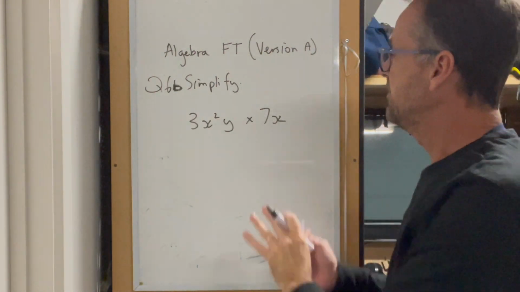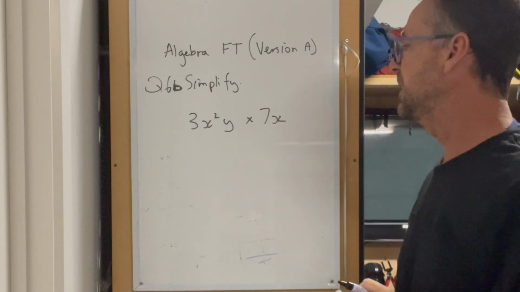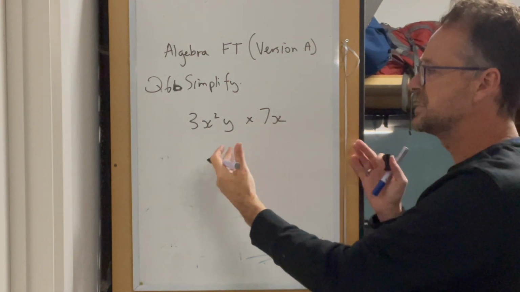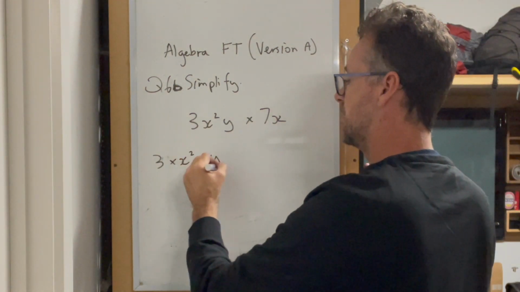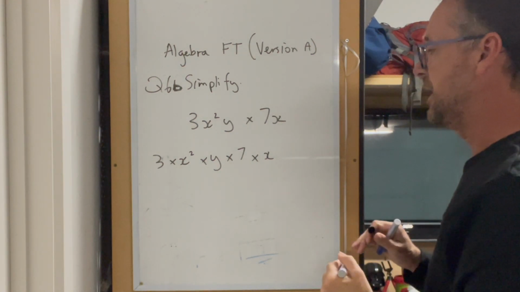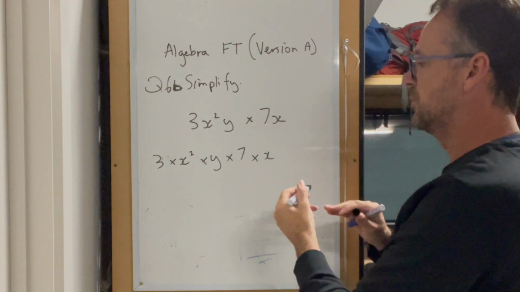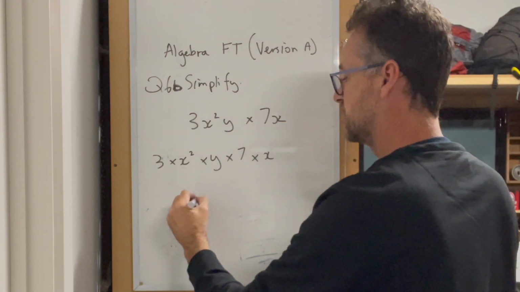All right, here we have the expression 3x squared y multiplied by 7x. Okay, and so to understand this, it's really 3 times x squared times y times 7 times x. Okay, and what we can do here is we can see that 3 multiplied by 7 is going to give us 21.